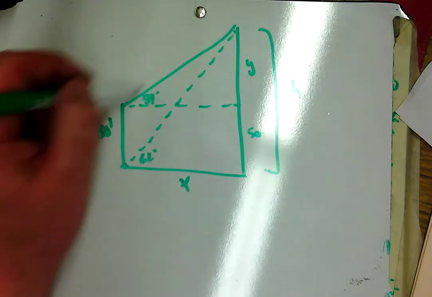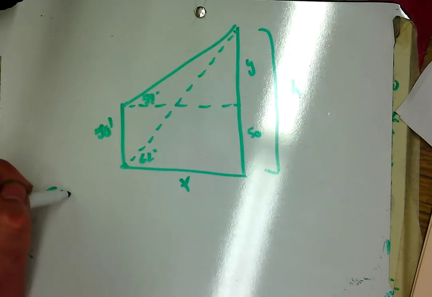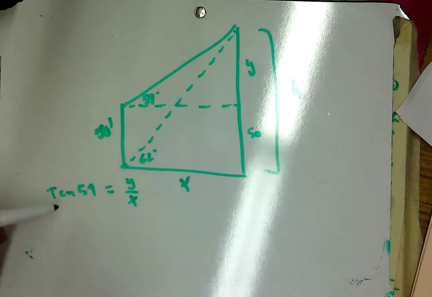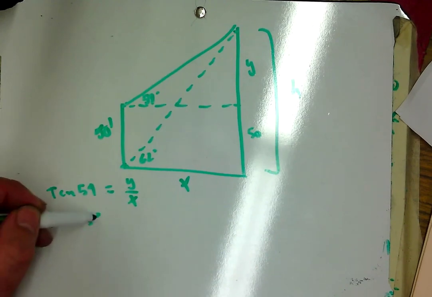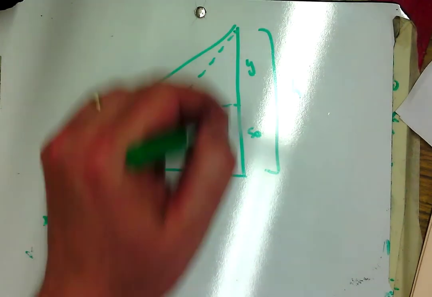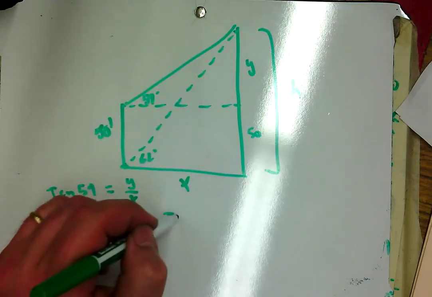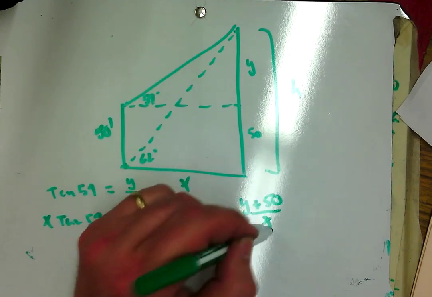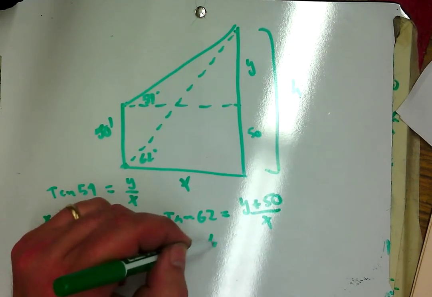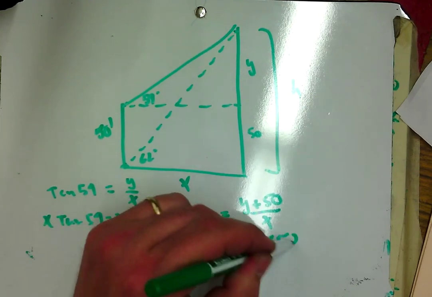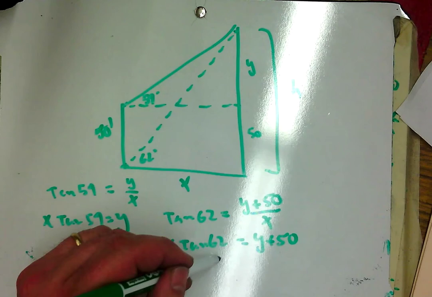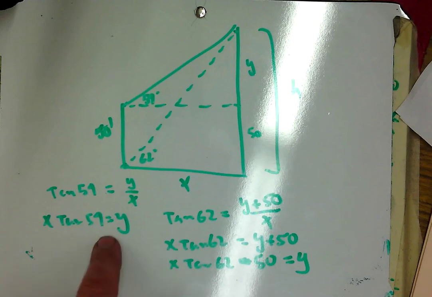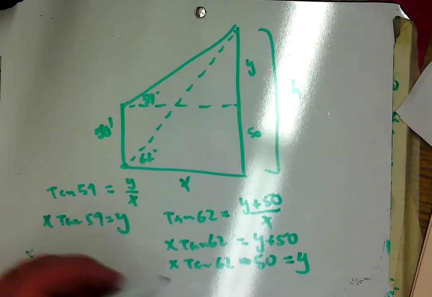Okay, so can I see some triangles here? Well, I see this little triangle. Tangent 59 equals y over x. So x tan 59 equals y. And then this big triangle, tan 62 equals y plus 50 over x. So x tan 62 equals y plus 50, or x tan 62 minus 50 equals y. Now both of these are equal to y, so I can set them equal to each other.